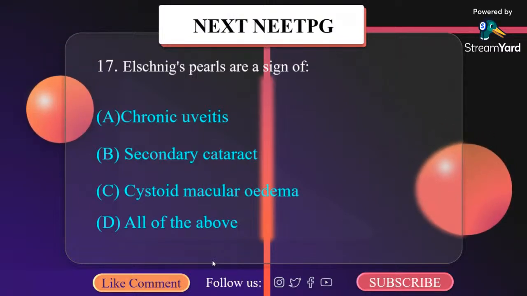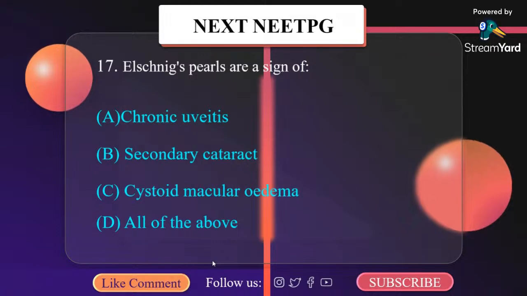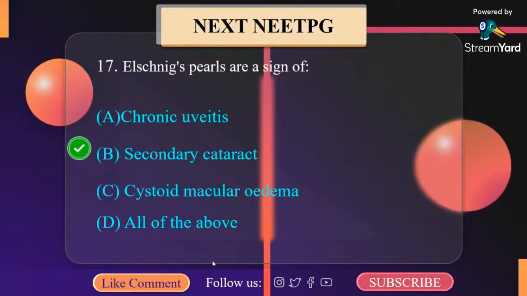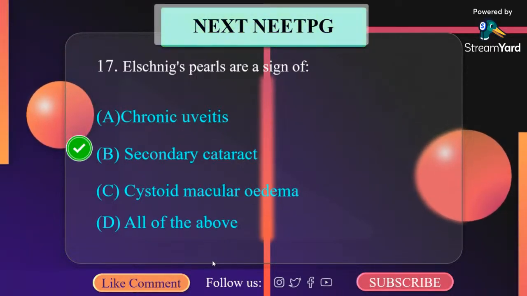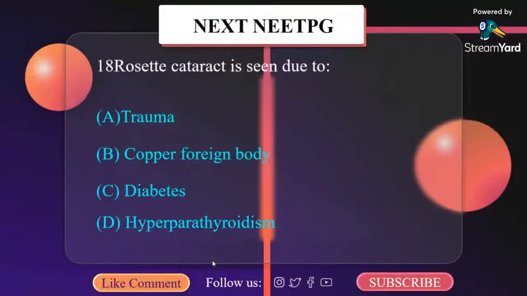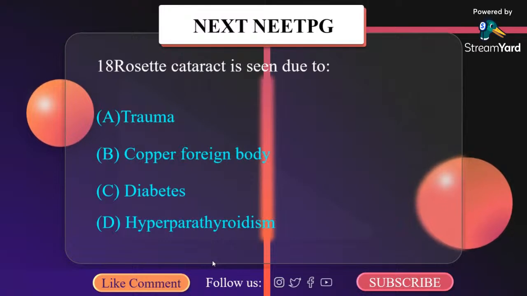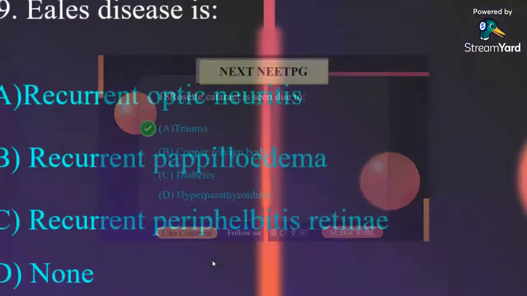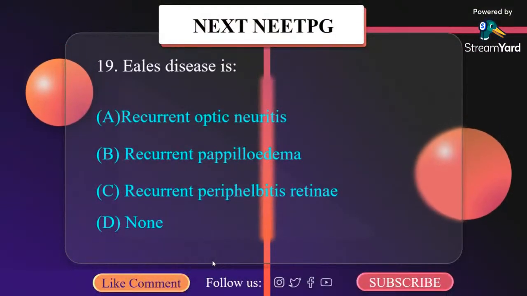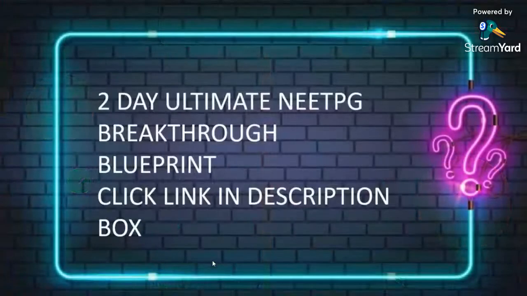L-shaped pearls are a sign of: A. Chronic uveitis, B. Secondary cataract, C. Cystoid macular edema, D. All of them. It is secondary cataract. These pearls are seen in secondary cataract. Rosette cataract is seen due to, well, it is trauma. Eales disease is recurrent periphlebitis retinae.